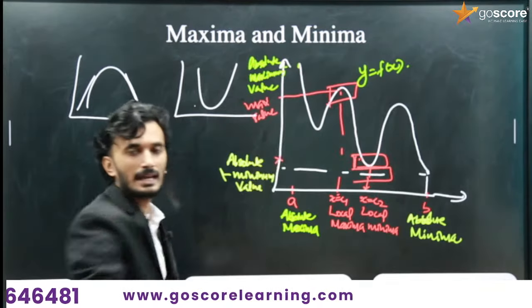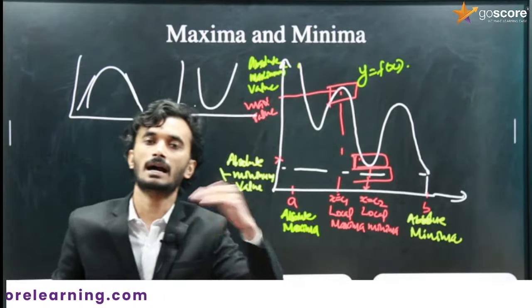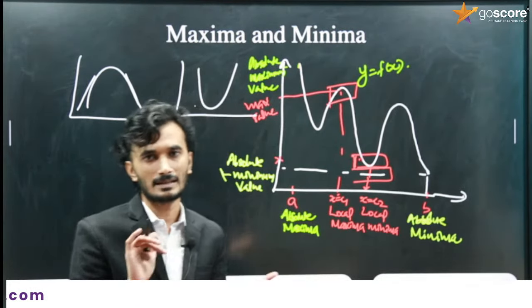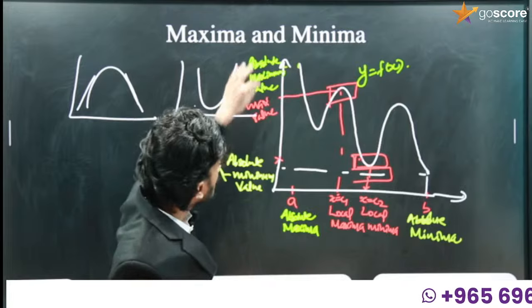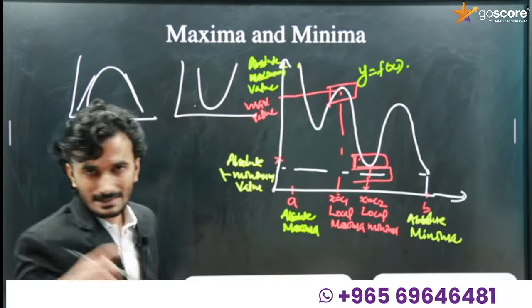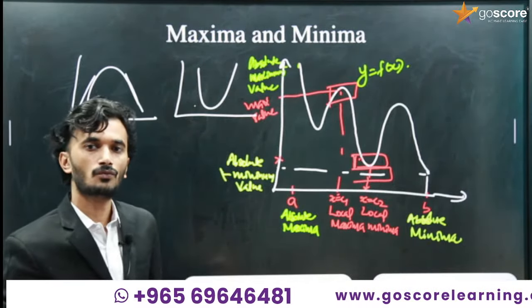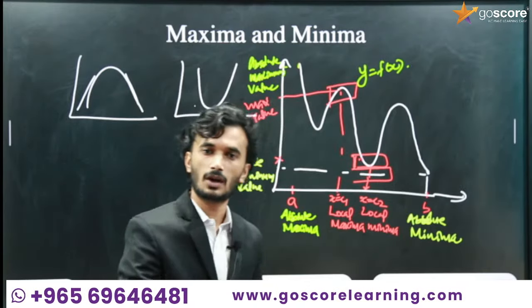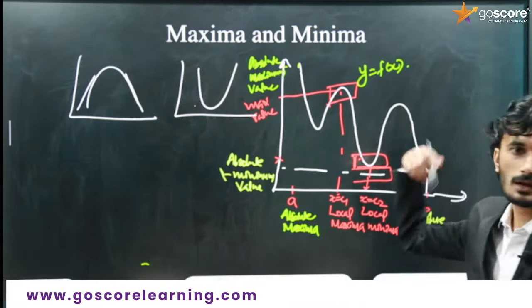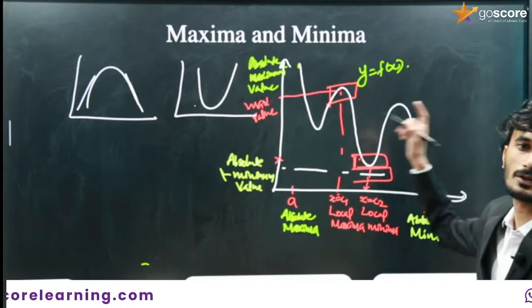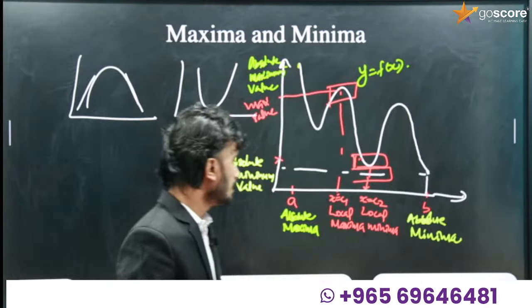In the x-axis, we will take it as minima and maxima. You got this concept? It is really important. In a particular interval, it is called local minima and local maxima. Absolute means it is the highest value in that graph, called absolute maxima, and absolute minima is the lowest value in that graph.